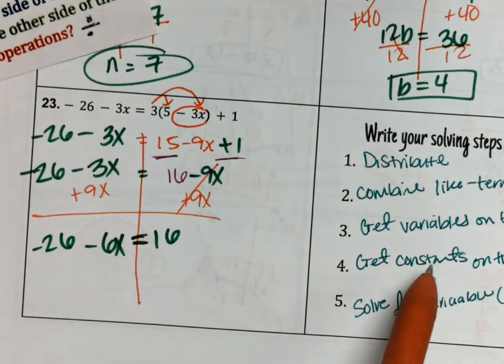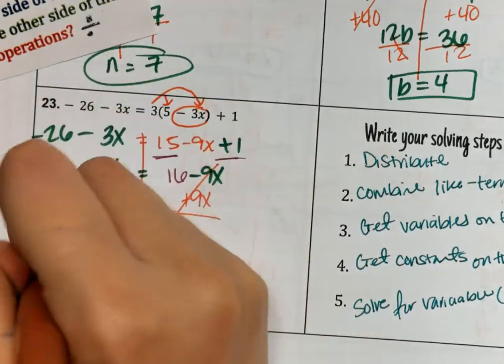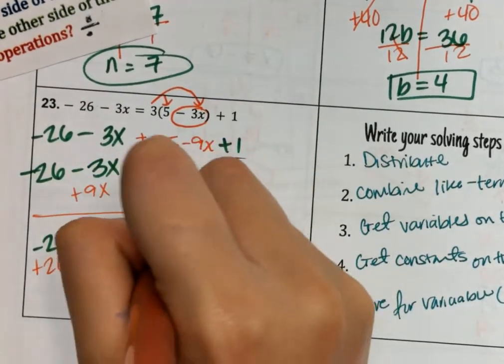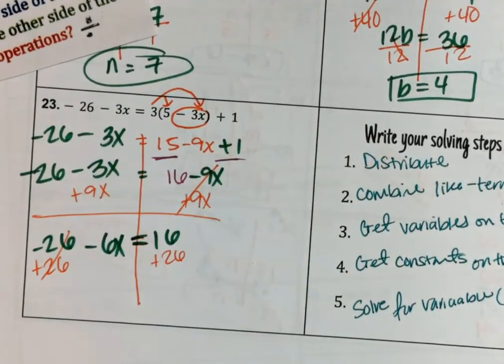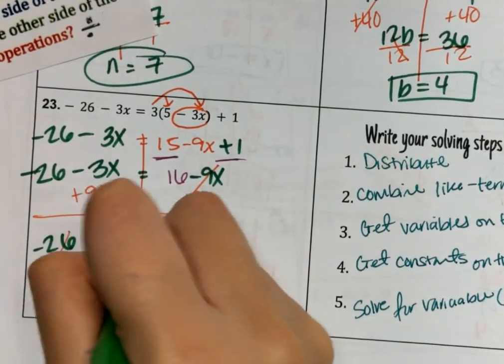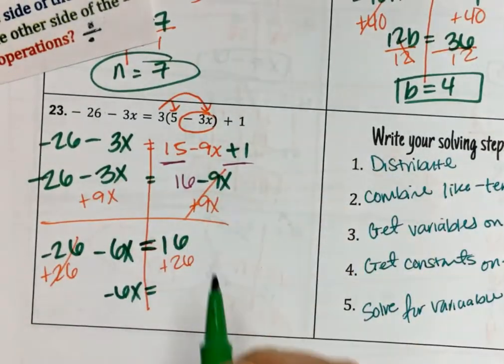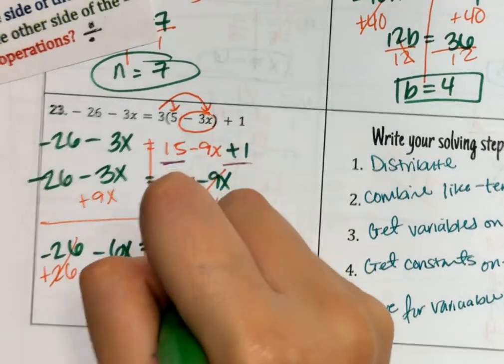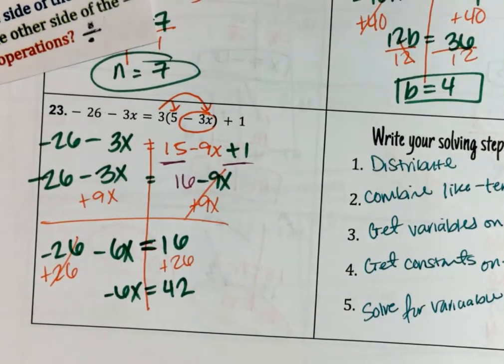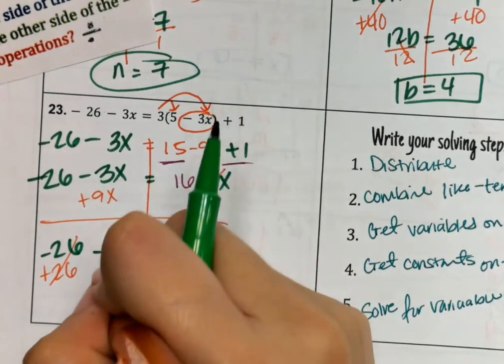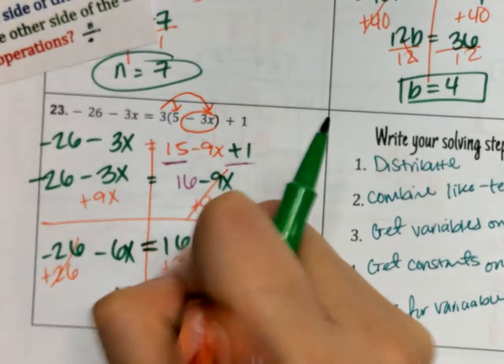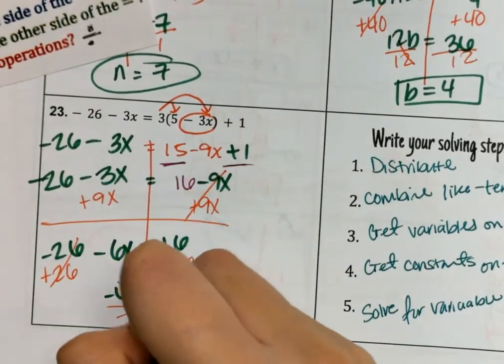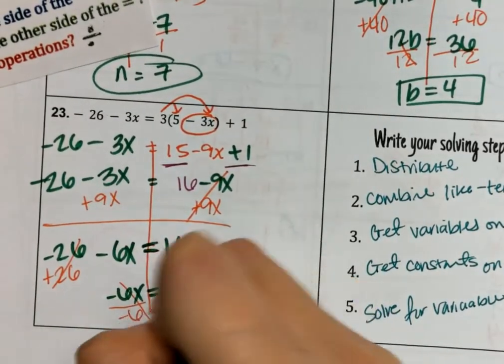I have to get constants on the same side, so I have to get rid of this negative 26 by adding 26 to both sides. And you get negative 6x equals 16 plus 26 is 42. Finally, you have to undo that times negative 6 by dividing by negative 6. You get x equals negative 7.